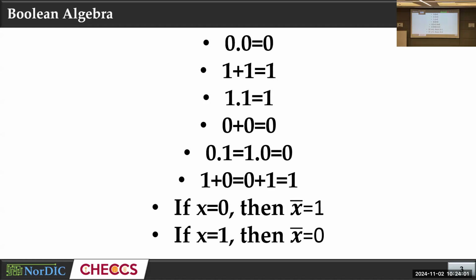1 plus 1 is equal to 1. Okay, so this second one is weird, yes. But look at the third one, it's obvious. 1 times 1 is equal to 1. In a normal world, it's also applicable.